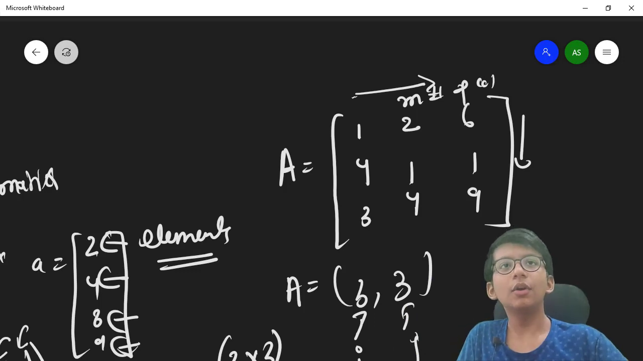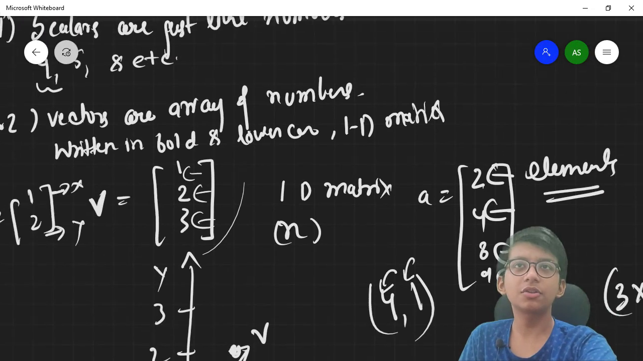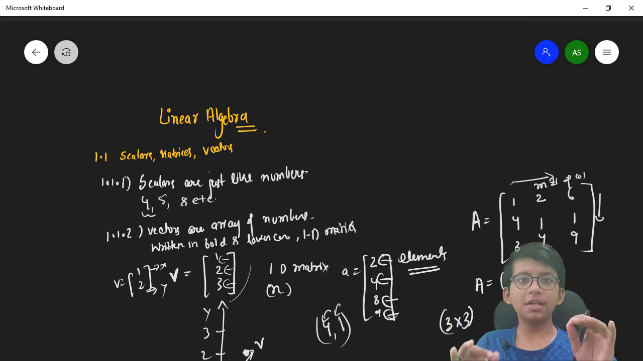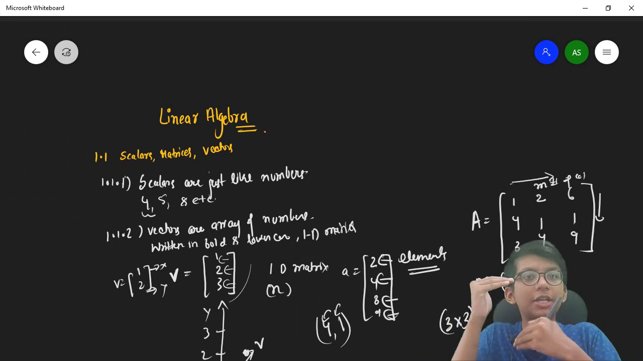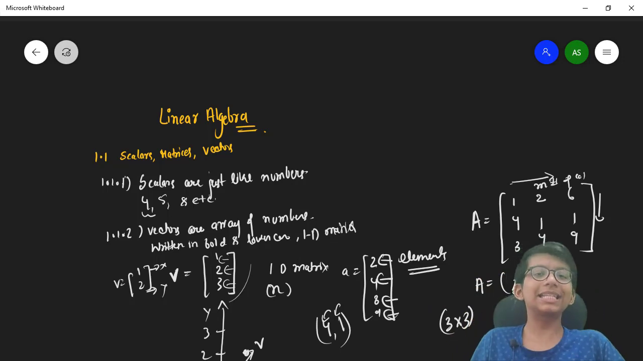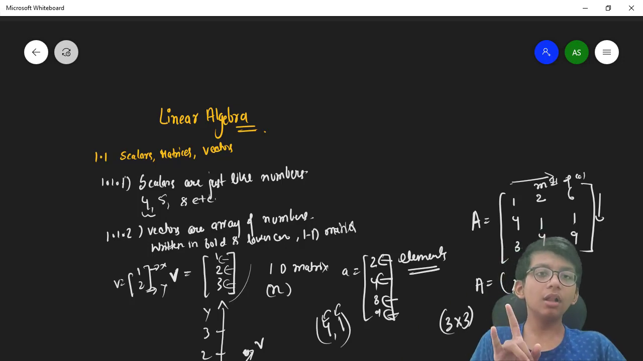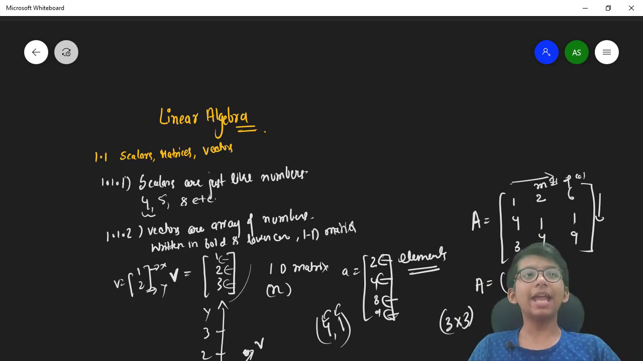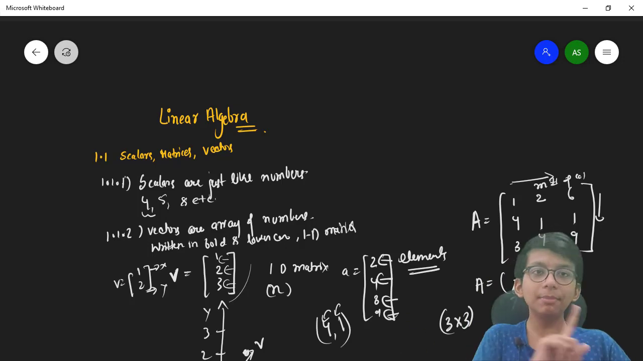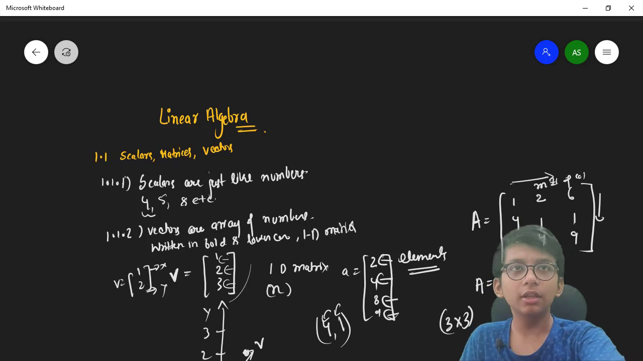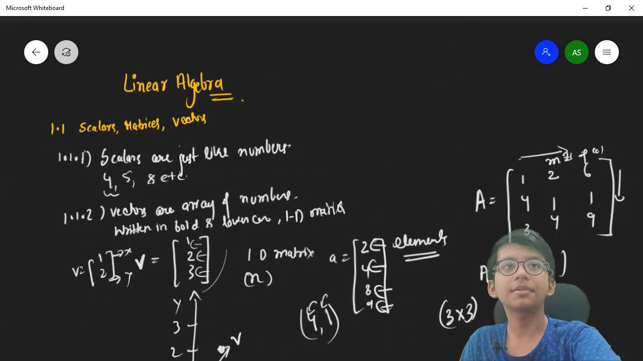Great. So we had talked about vectors, and what scalars are. Let's recapitulate so everything is on the same page. Scalars are just numbers, represented in italic lowercase. For example, 4, 5, 6 are scalars. Then we have vectors. Vectors are arrays of numbers, a special kind of matrix with 1 column and n number of rows. And then we have matrices, which have m number of columns and n number of rows.